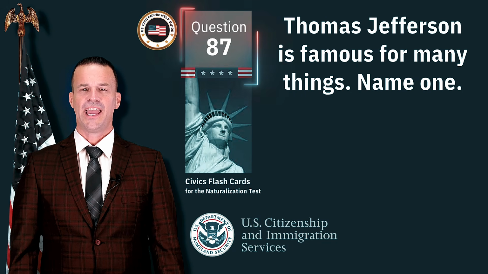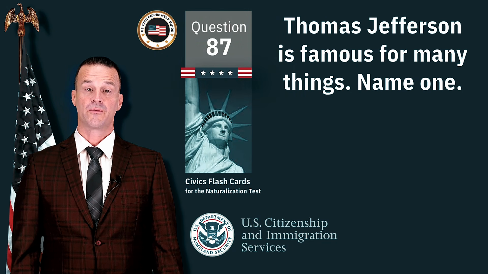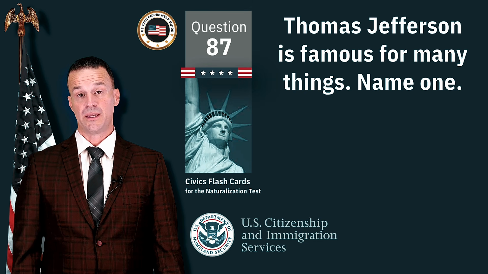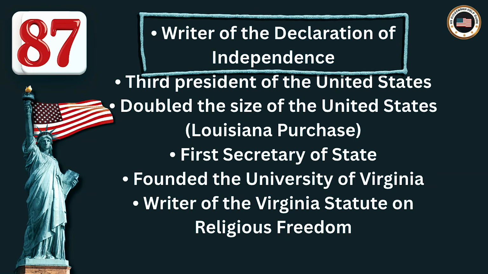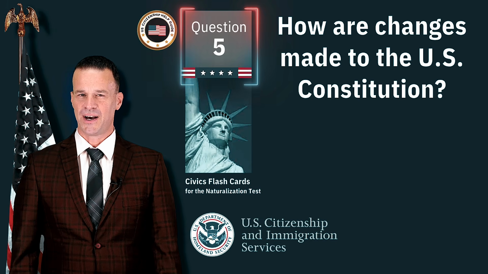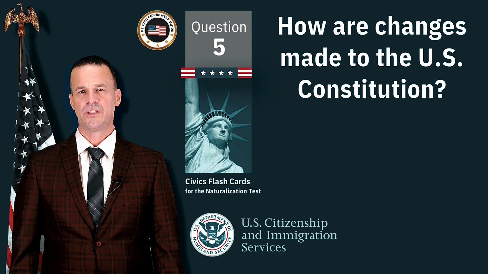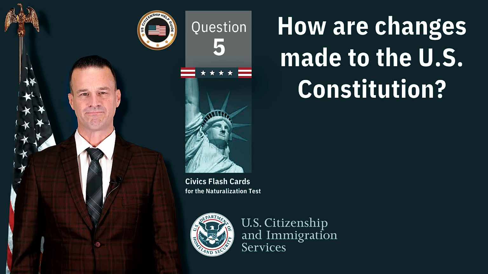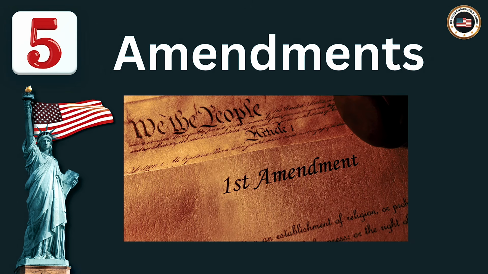87. Thomas Jefferson is famous for many things. Name one. Writer of the Declaration of Independence. 5. How are changes made to the U.S. Constitution? Amendments.